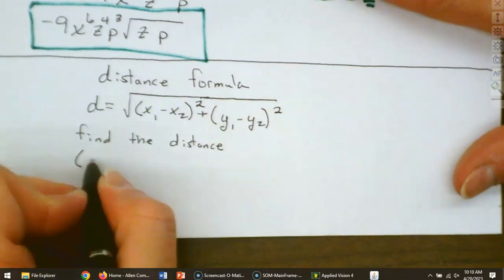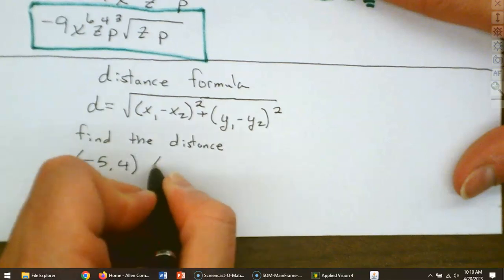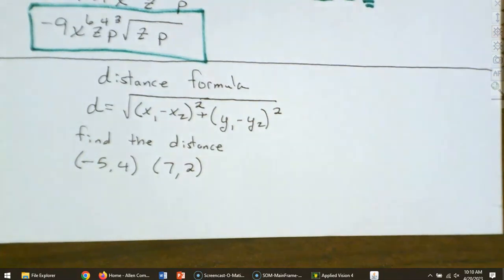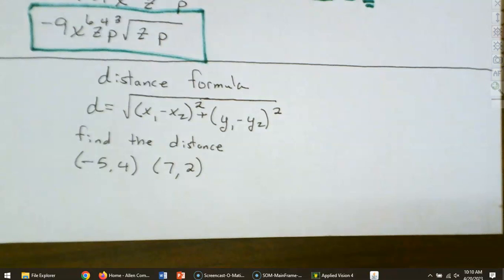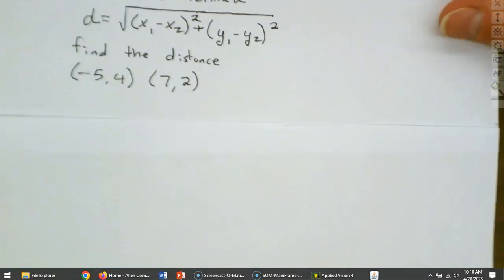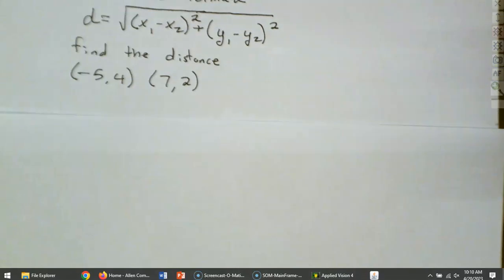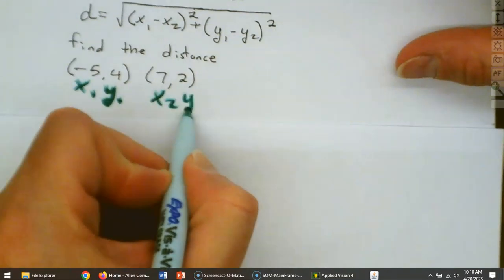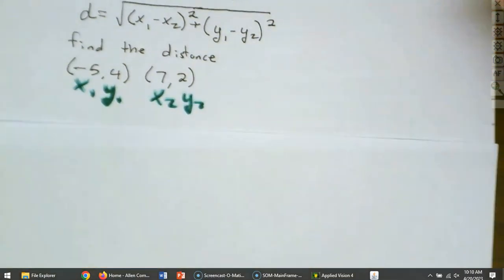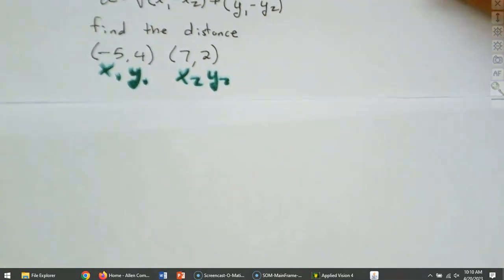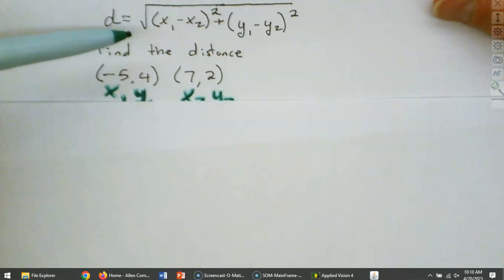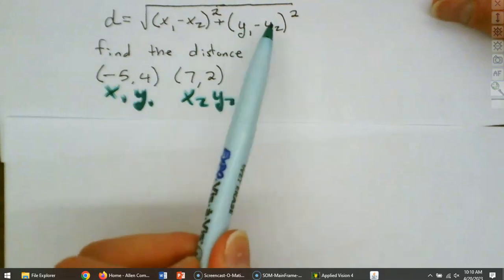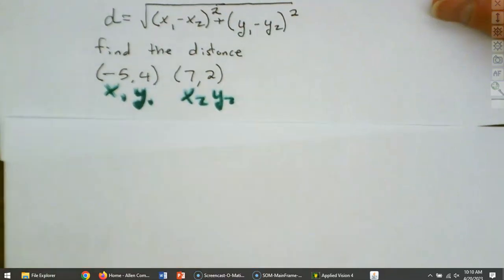And I'm going to give you 2 points. How about -5, 4, 7, 2? So the first thing we're going to do is we're going to take our ordered pairs and we're going to label them. So this is x1, y1, x2, and y2. So these are our pieces labeled into our formula. Now look at our formula. Here's our formula. What are we going to have to do? We take the x's and we subtract them. We take the y's and we subtract them. We square and we put it all back together.